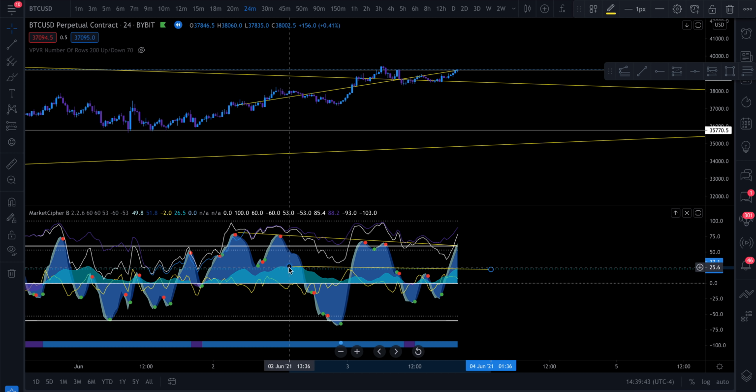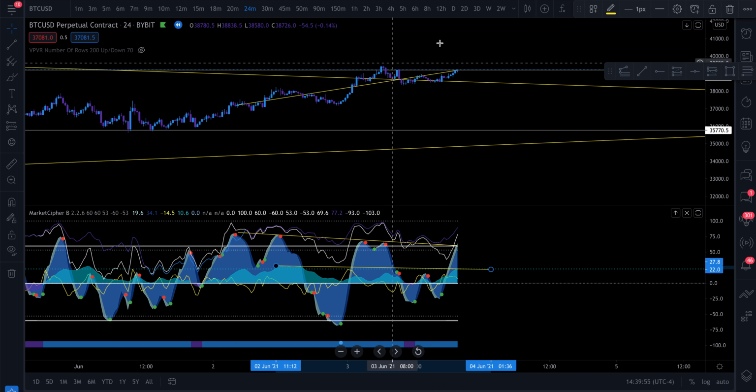We can see here that the money flow is actually, if we draw the trend line on it, not a parallel line here. This trend line is sloping down. There's money leaving Bitcoin as the price continues to rise.